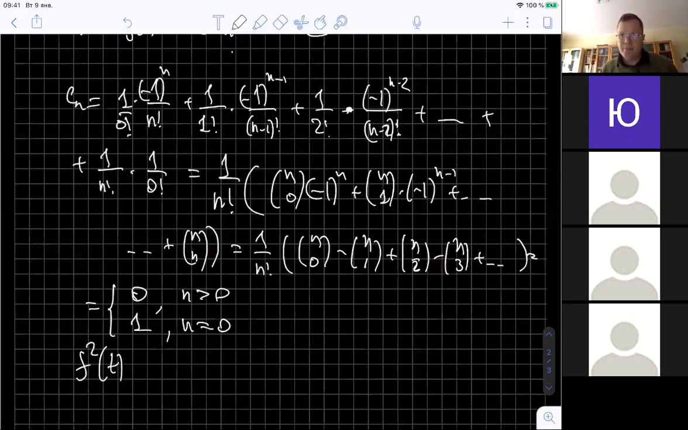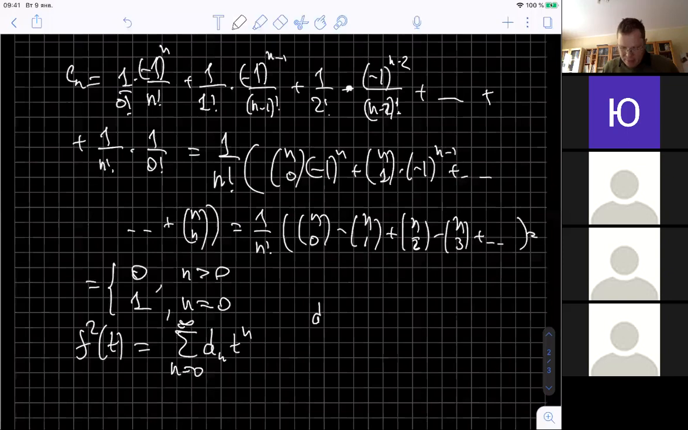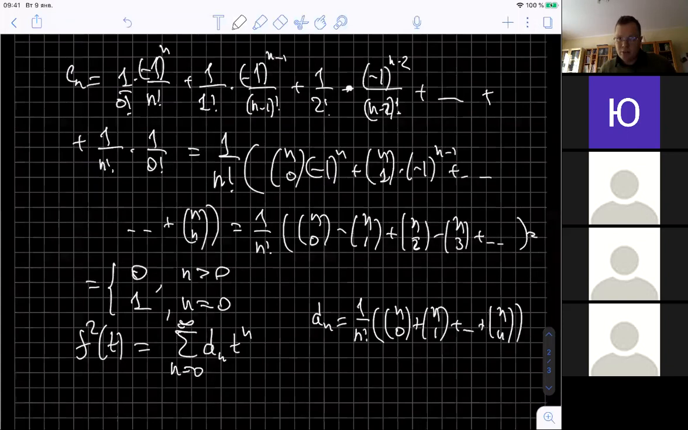F squared of t. If you take the square of this formal power series, what is changing? Suppose we have the sum of dn times t to the nth power, with n from 0 to infinity. If I expand what is dn, what is changing in this formula? Instead of the alternating sum, we will have just the sum of the coefficients, right? So we'll have something like 1 over n factorial times n choose 0 plus n choose 1 plus etc. plus n choose n.